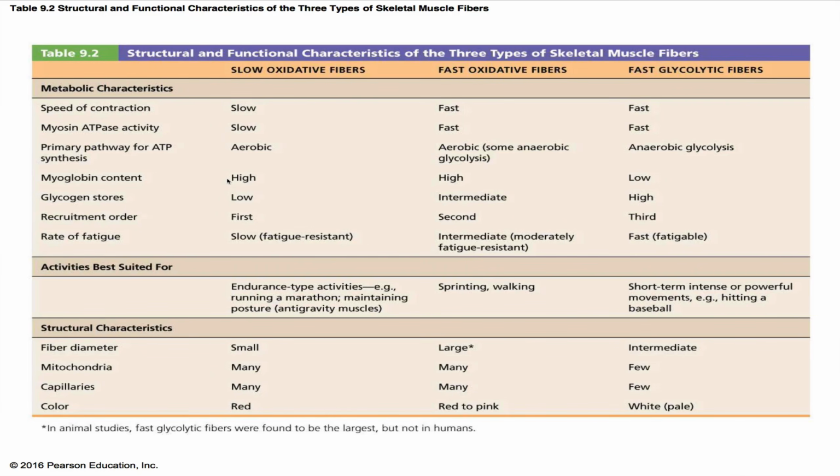Also, its recruitment order is going to be the first one, and its rate of fatigue is going to be slow. Now, it's not going to have too many glycogen stores. Why? Because this process is occurring slowly, so it's not a big gas hog. Think of this as kind of being like a Toyota Prius. It can go for a long time. It's very fuel efficient, so it doesn't need too much fuel or too many fuel reserves. On a small tank of gas, it can go a very long way.